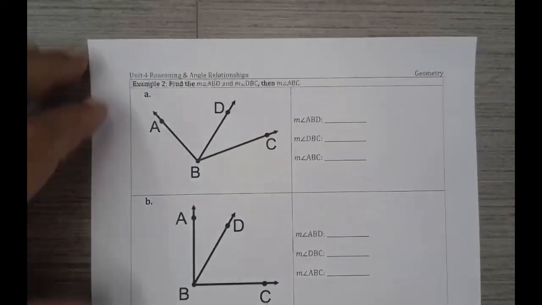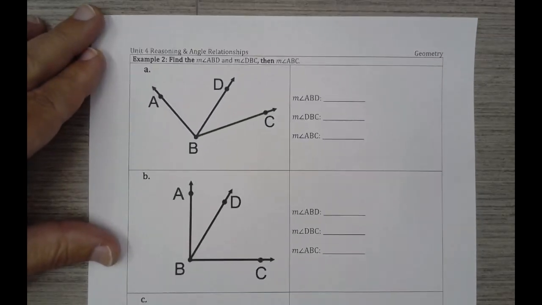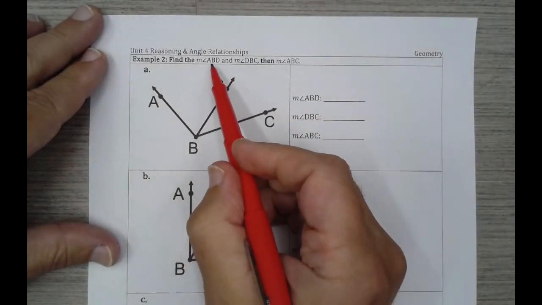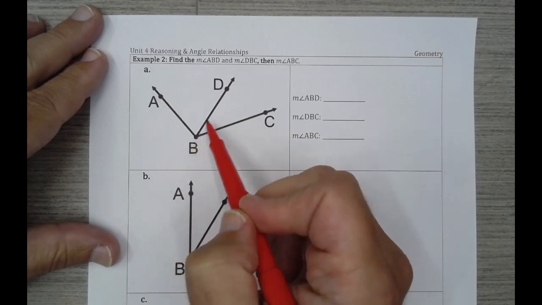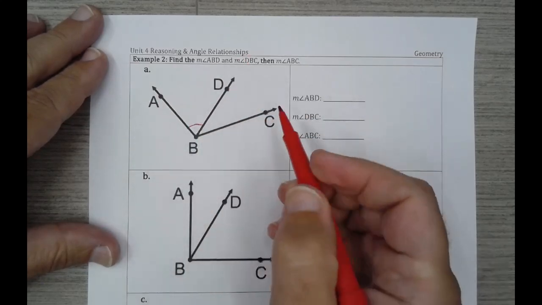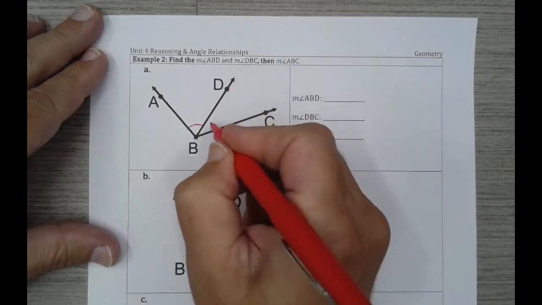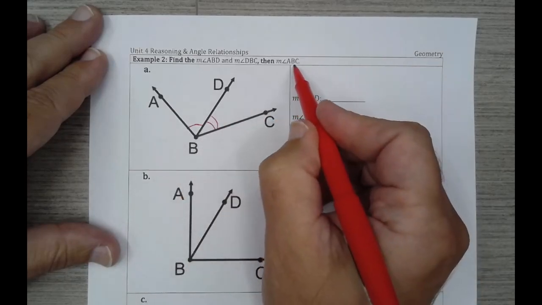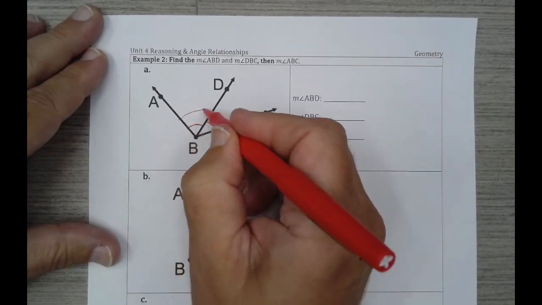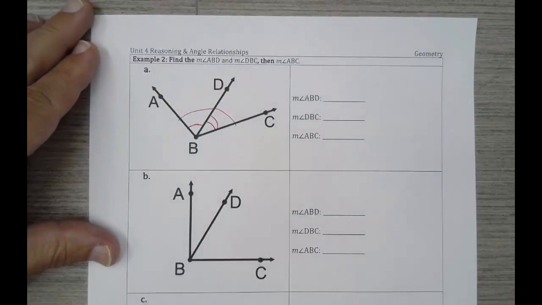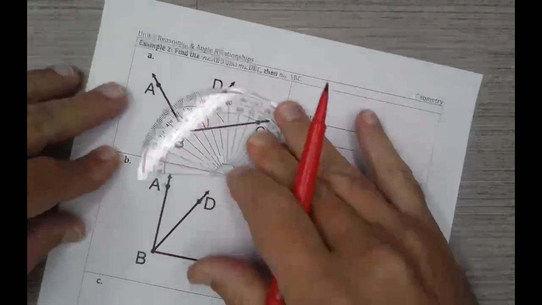So now here we go, example 2, moving on to the next page. Find the measure of ABD. So ABD, that's the guy on the left here. DBC, that's this guy on the other side. And then ABC, that's the whole kit and caboodle, that's the whole thing. All right, so let's measure them out then.